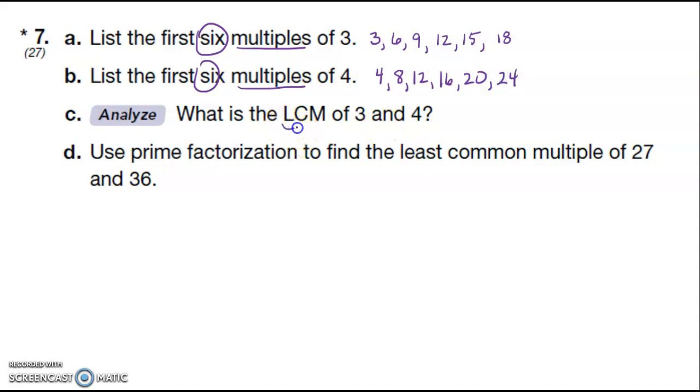And then it says, what is the lowest common multiple of 3 and 4? So that's the lowest number that they have in common. And that would be 12.